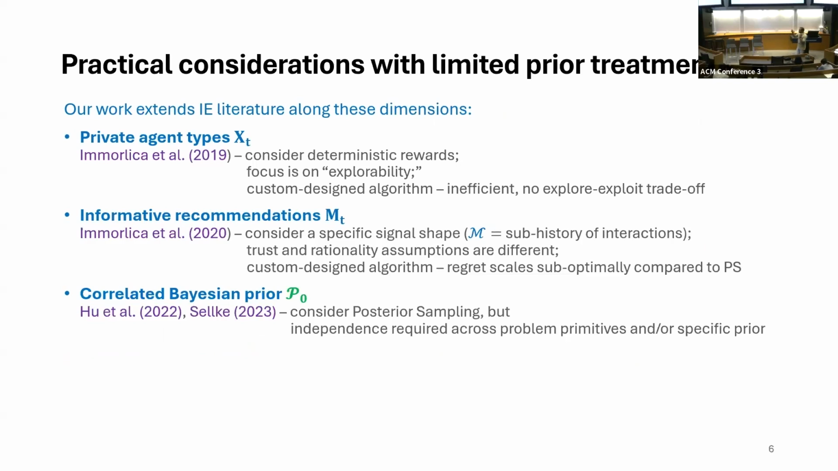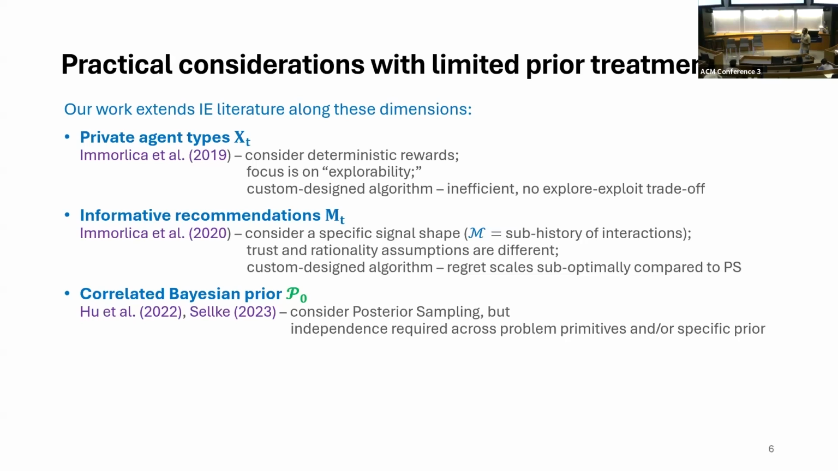Great. So let me quickly dive into what prior work does along these three major problem dimensions. For private agent types, there has been some work which dealt with a version of this model where they consider deterministic rewards. And the focus was somewhat different from what we're trying to do in this work. So Immorlica et al. 2019 focus on the problem of explorability of all type-action pairs, which is a different objective from what we have in our work. And they propose a custom-designed algorithm which turns out to be inefficient because it does not handle the explore-exploit trade-offs which are at the heart of our problem.